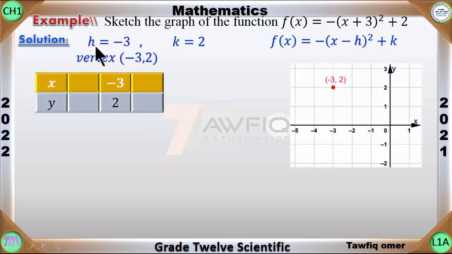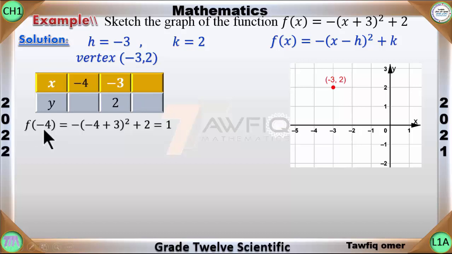Let h is minus 3 in the middle. Then take a value for x smaller than minus 3 and a value bigger than minus 3. Smaller than minus 3 is minus 4 and bigger than minus 3 is minus 2. Find y.